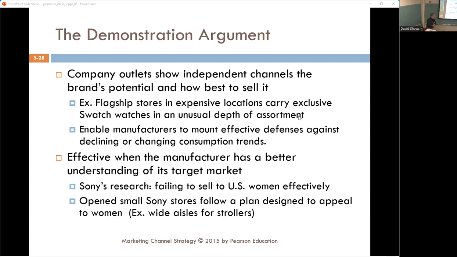Is, if you remember the concept of performance ambiguity, okay. Demonstration is the only one that works.